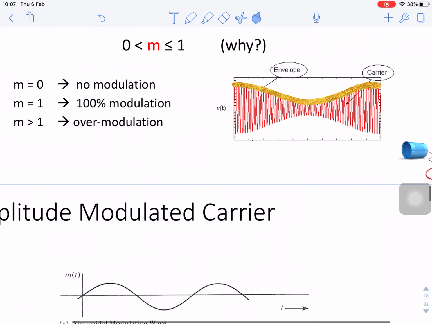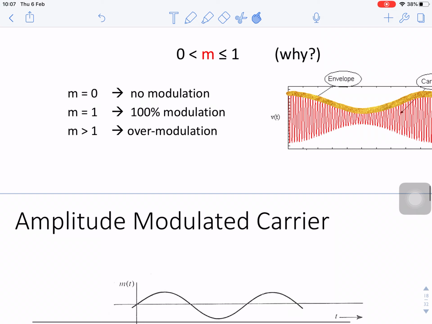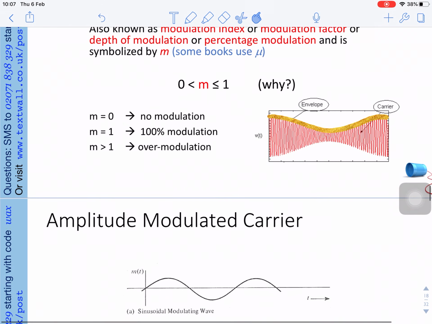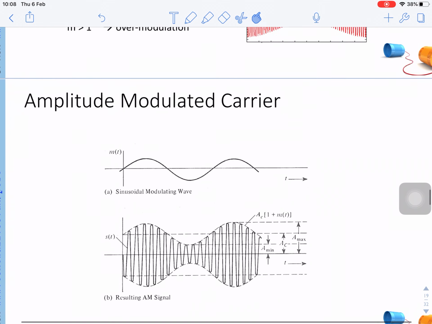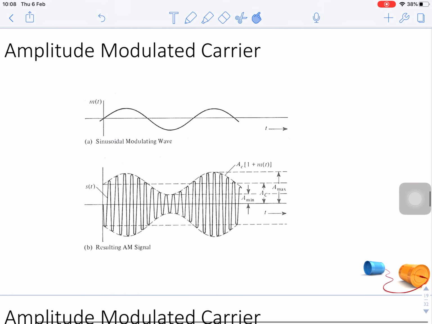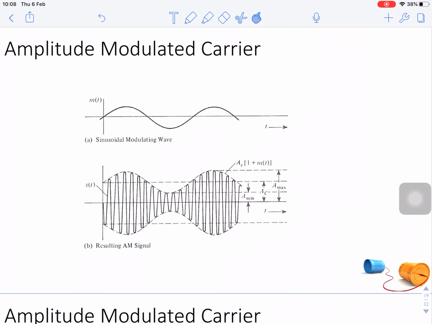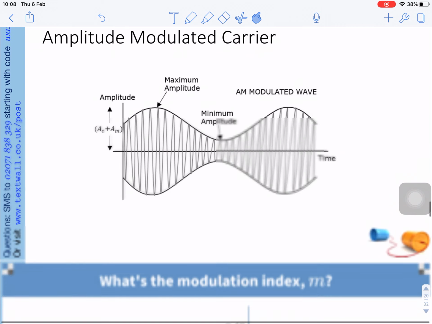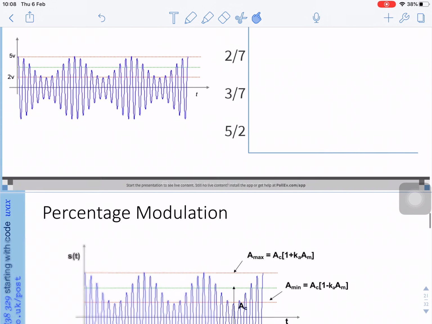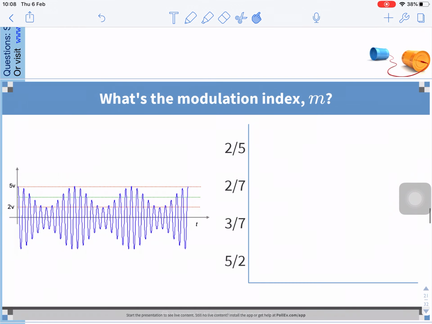If m is less than 1 it's under modulation, if m equals 1 it's 100% modulation, if m is larger than 1 it's over modulation. So the amplitude of the modulated carrier, which means we have the A min, A max. So the question is how do we calculate from here?